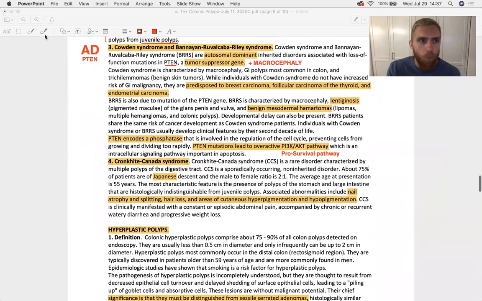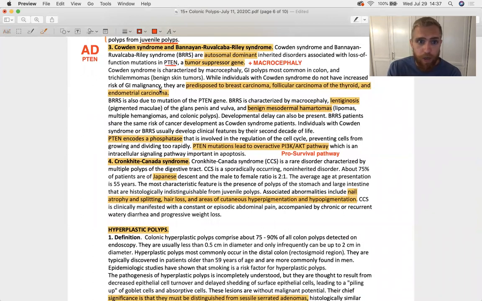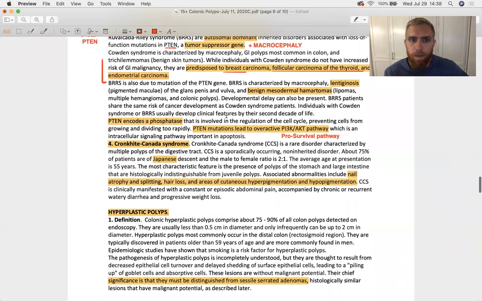So once more, we're seeing association with different extracolonic malignancies: breast carcinoma, follicular carcinoma of the thyroid, and endometrial carcinoma. So again, that looks like test question city to me. One of those is the right answer, and then you're going to get hit with 3 or 4 other different cancers. So I feel like that's got to be one question from this SDL.